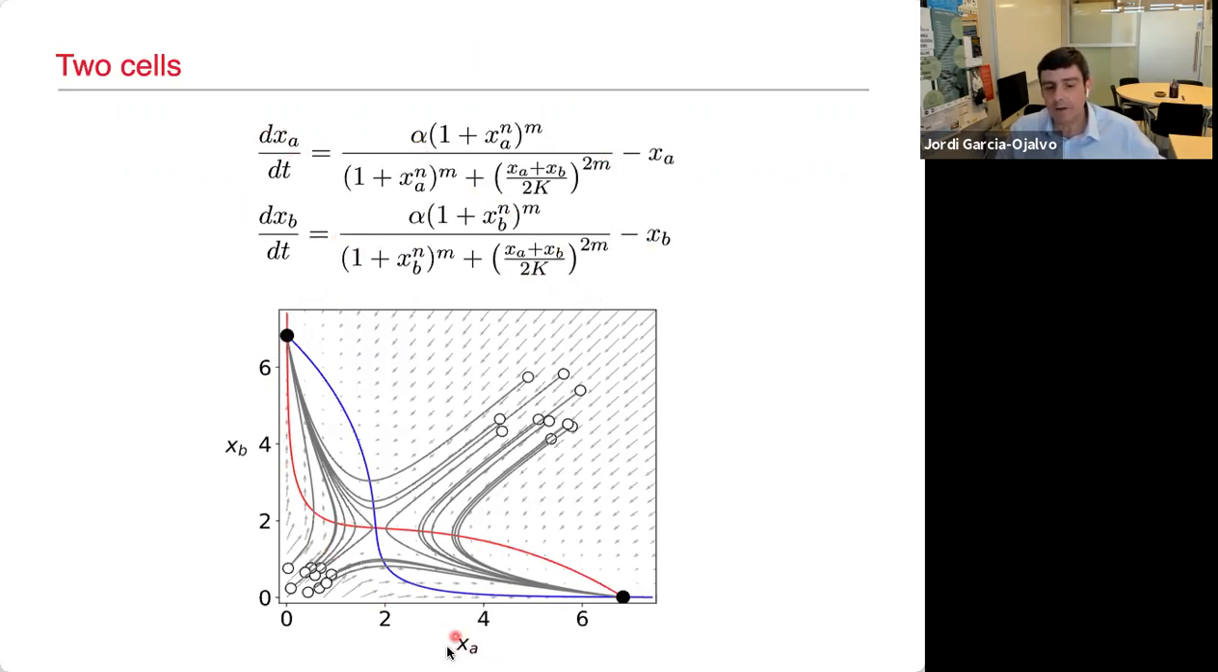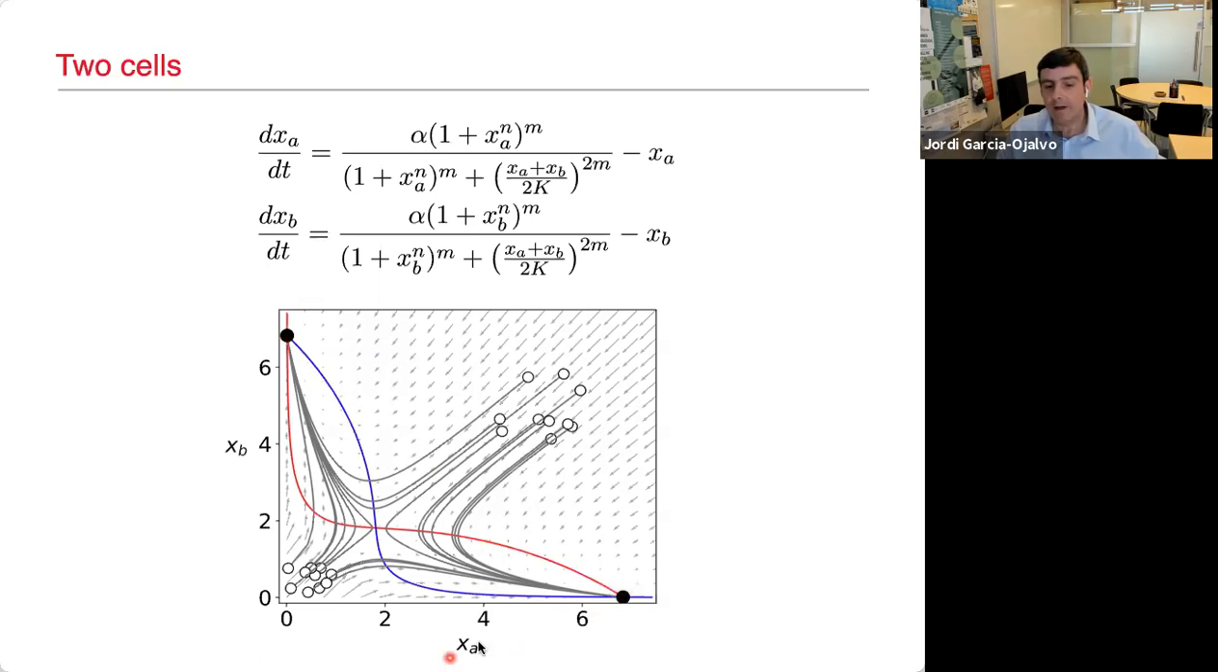This is the phase plane of the values of NANOG in cell A and in cell B. And the red and blue lines here correspond to the null lines, which are the lines that make these equations equal to zero, okay? And the crossing points between these null lines are fixed points of these systems. And you can see that there are two different fixed points.